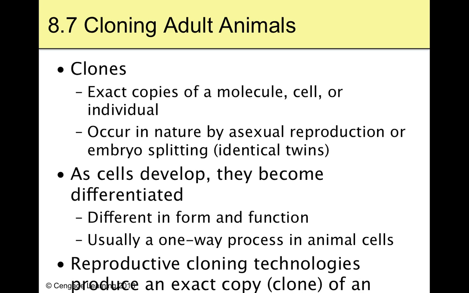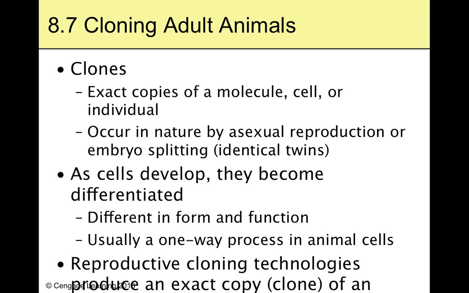It has identical DNA. You end up getting identical twins. They look alike because they have the same exact DNA. As these cells start to develop, they become differentiated, which means they become different in their form and their function. Now, they do this by expressing some genes and turning other genes off, or parts of other genes off.